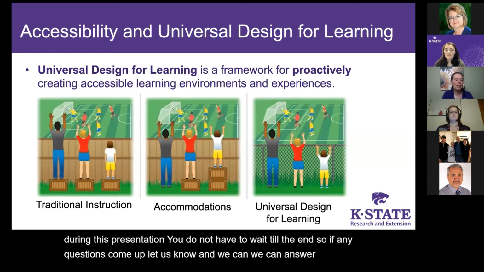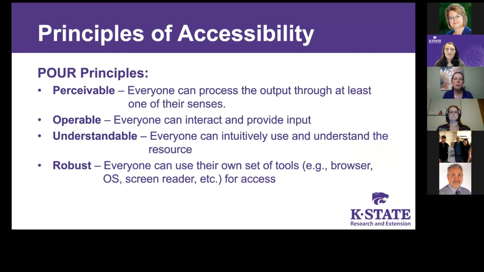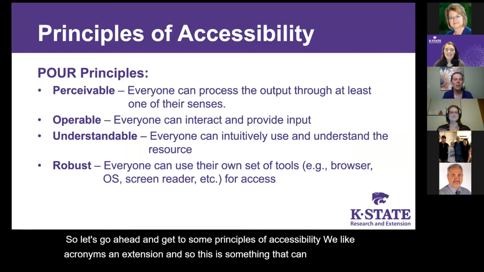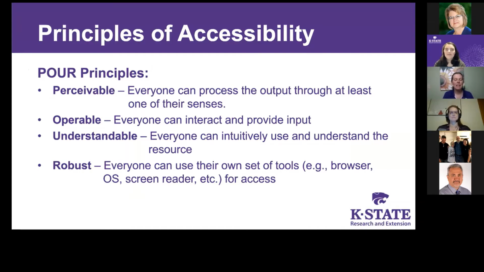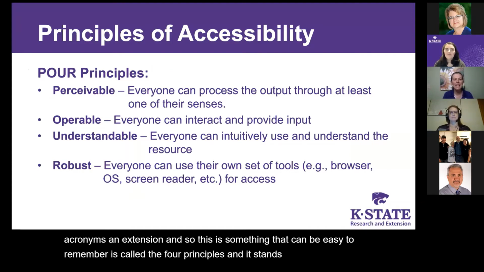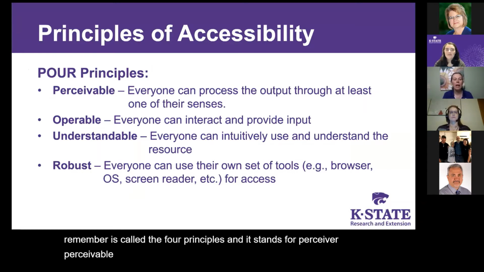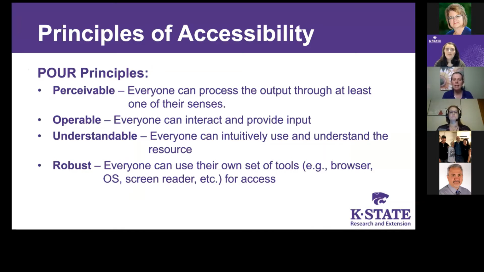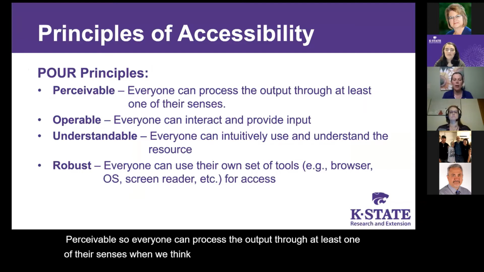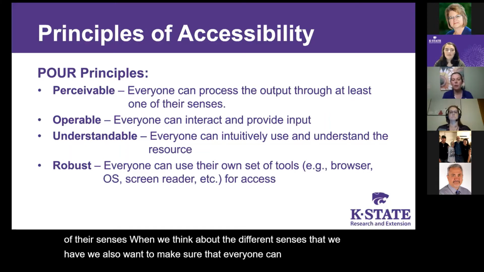So let's go ahead and get to some principles of accessibility. We like acronyms in extension, and so this is something that can be easy to remember. It's called the POUR principles, and it stands for perceivable, operable, understandable, and robust. Perceivable, so everyone can process the output through at least one of their senses when we think about the different senses that we have. We also want to make sure that everyone can interact, be engaged, and provide input.